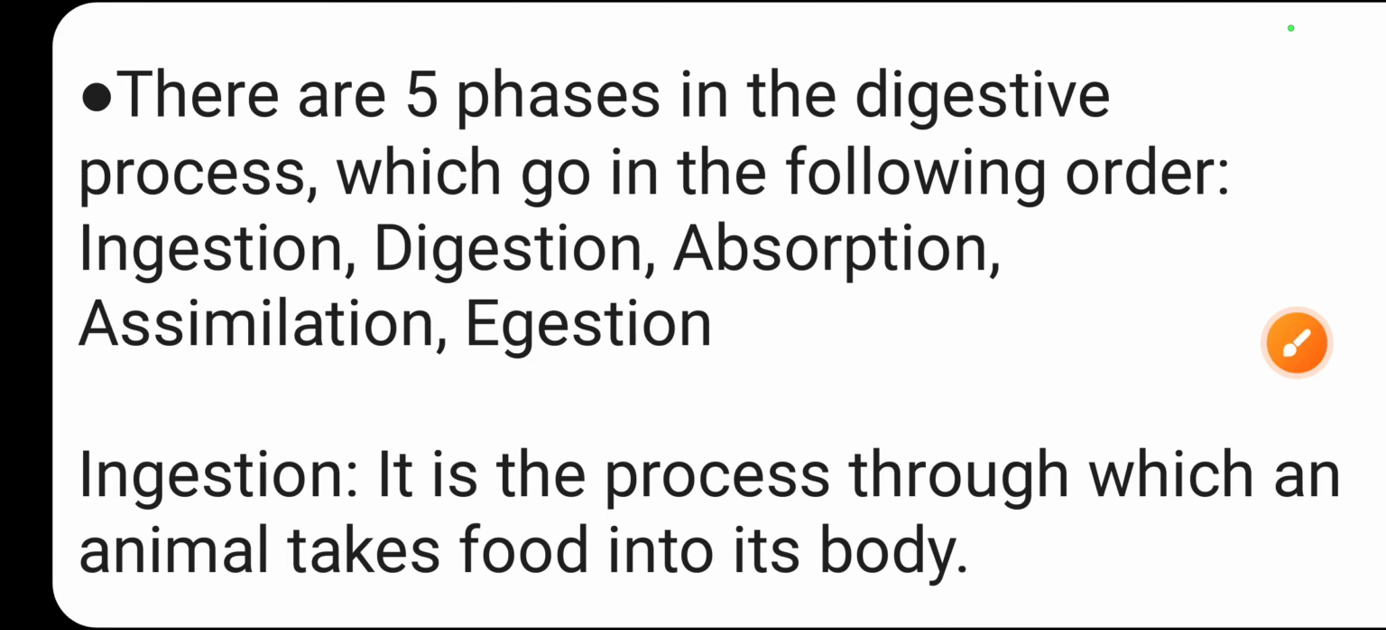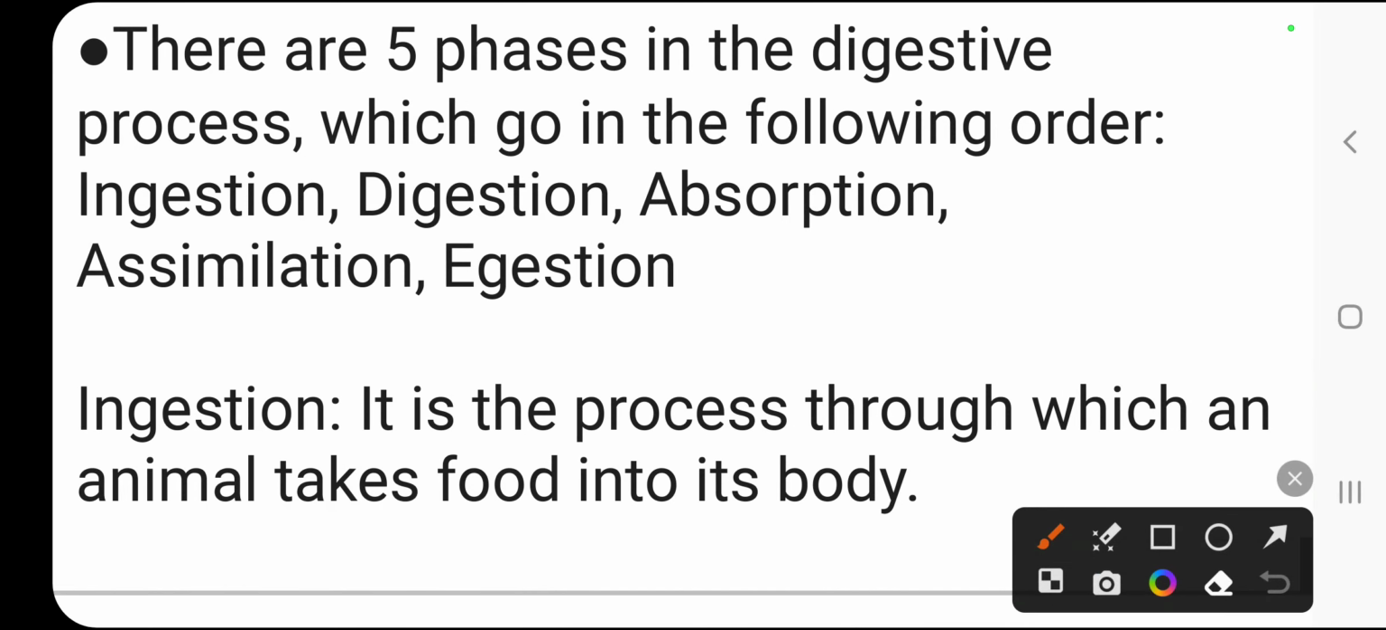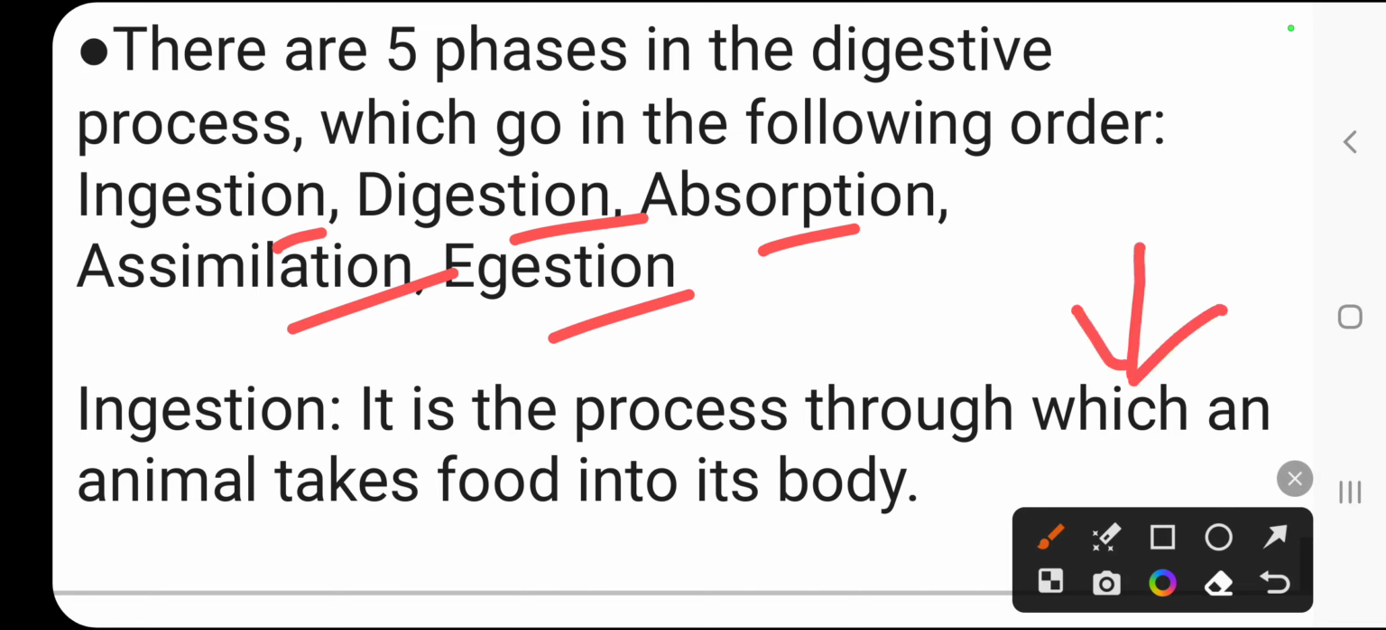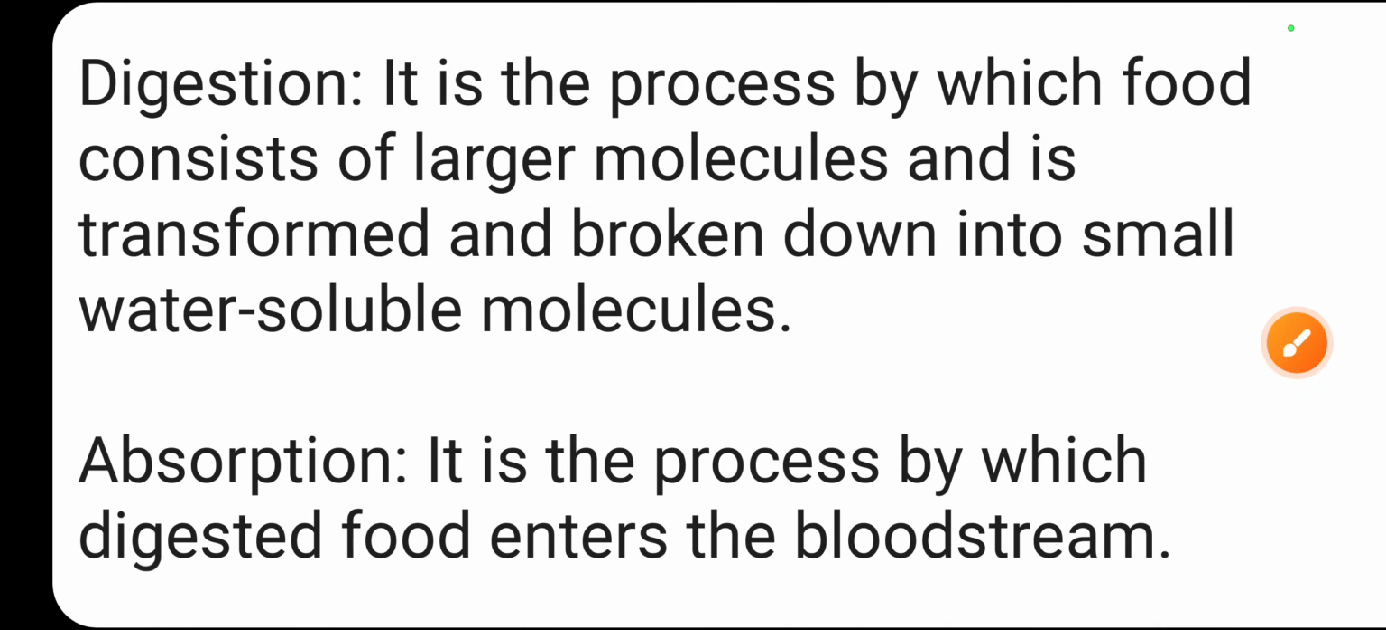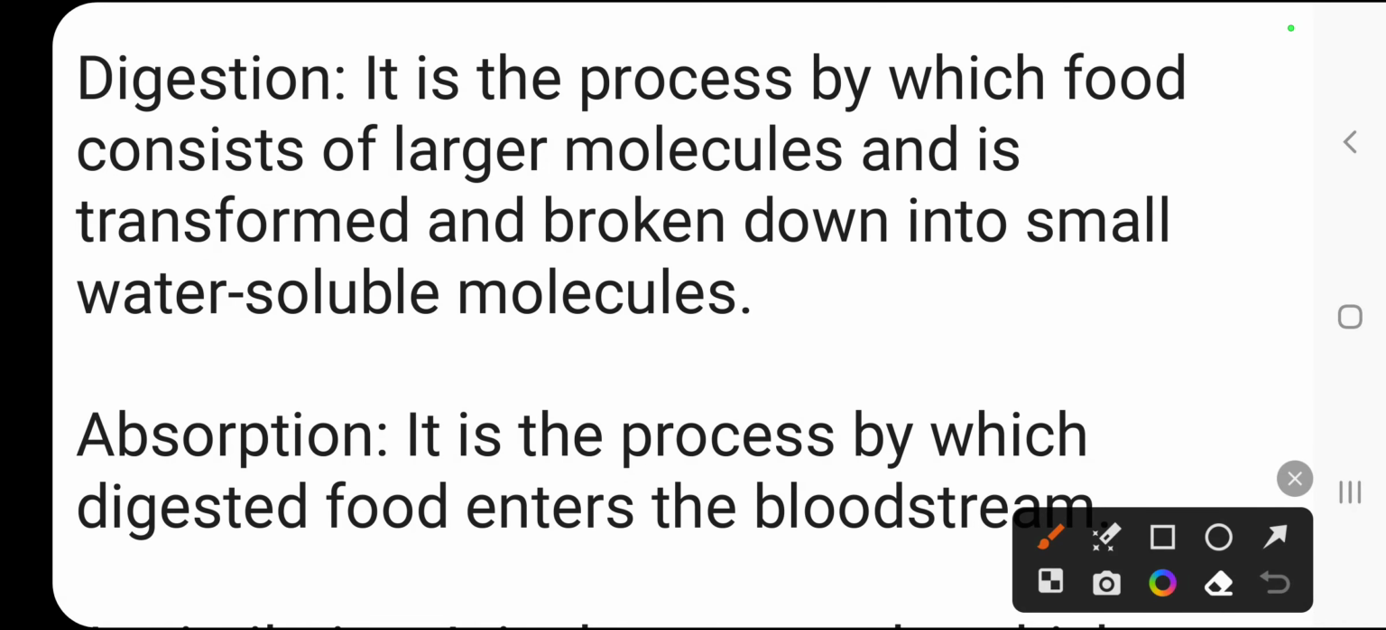We'll see here some notes. There are 5 phases of the digestive process which go in the following order: ingestion, digestion, absorption, assimilation and egestion. Ingestion is the process by which we take food into the body. Next is digestion. It is the process by which food, which consists of larger molecules, is broken down into water soluble molecules. The complex food molecules are broken down into smaller absorbable molecules, and then absorption takes place.